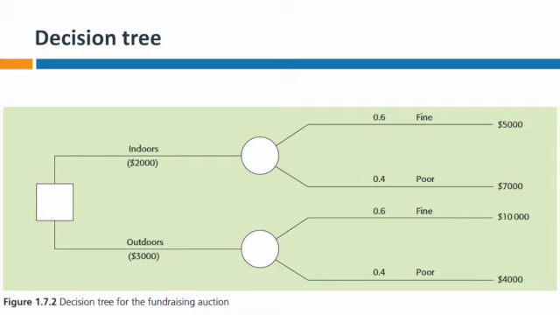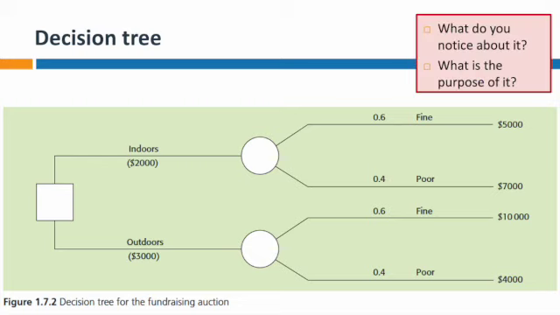So looking at the decision tree. Before I start explaining what it is, I actually wanted to show you what it looks like, because a lot of things can be read from the decision tree before you actually know anything about it. Okay, so look at the picture and I want you to answer for yourself, what do you notice about it? What is the purpose of it?